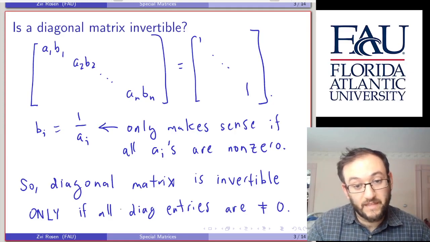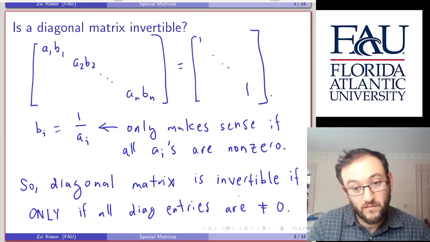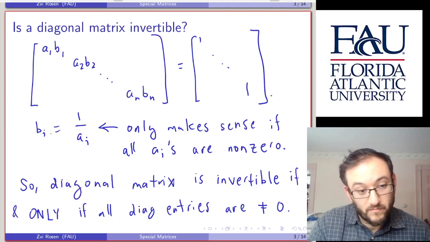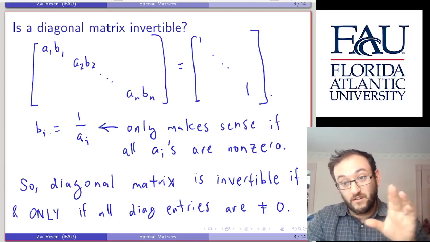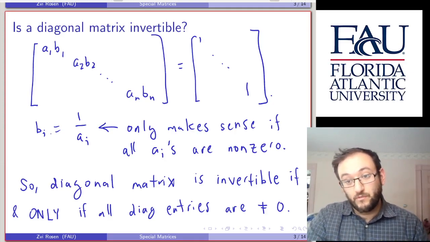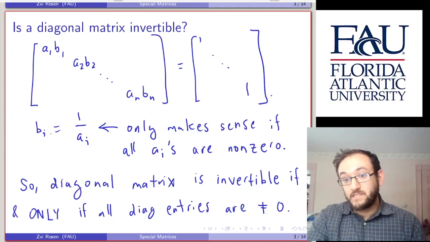Okay. And this is actually if and only if. So if you look at all of those entries and they're non-zero on the diagonal, then you can confirm that the matrix is invertible.